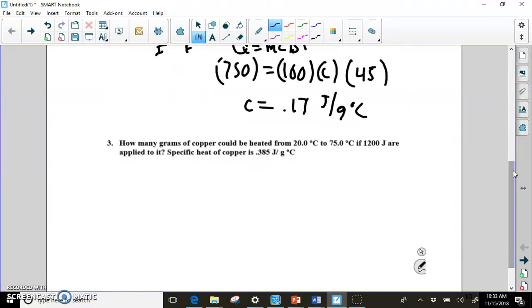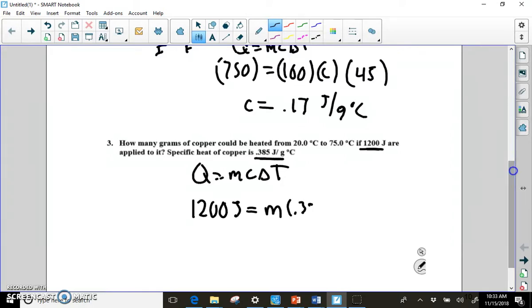All right. The last thing, before we get to ones that are a little bit more difficult, is this problem. Again, write our formula: Q equals MC change in T. Do they give us Q? There's our Q, joules of heat. How many grams? So we're solving for M. Our specific heat is 0.385. And then our change in temperature, final temperature minus initial temperature, ends up being 55. Again, basic algebra here. Do this multiplication and divide both sides by it. And you're going to get M is equal to 56.67 grams.